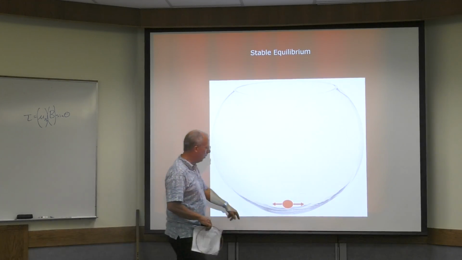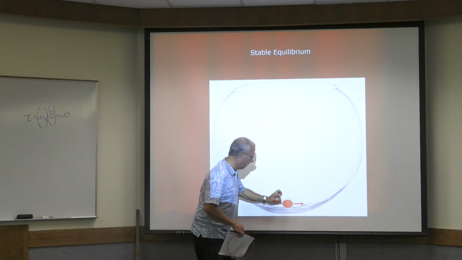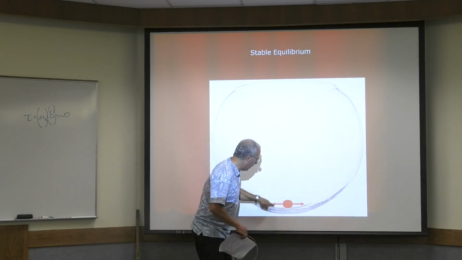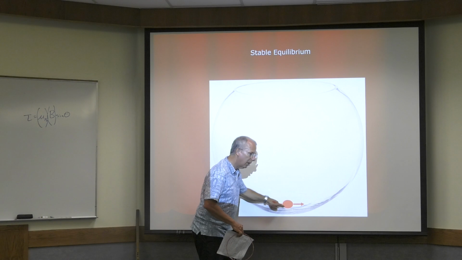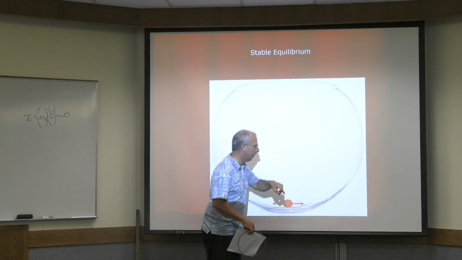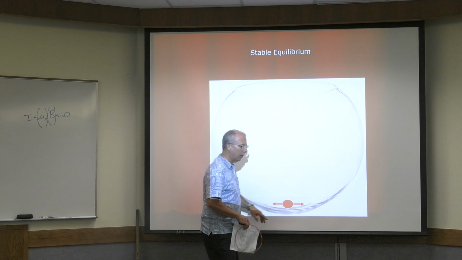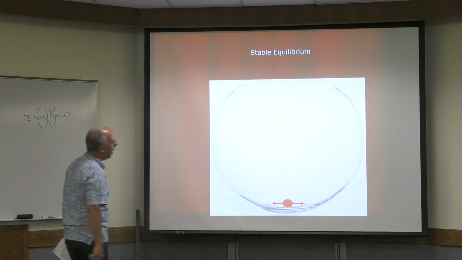So here's a fishbowl. Here's something at the bottom. We just give it a little flick. It's going to go back and forth, back and forth, right? It's not going to go out of the bowl. It's just going to go back and forth, back and forth. All right?